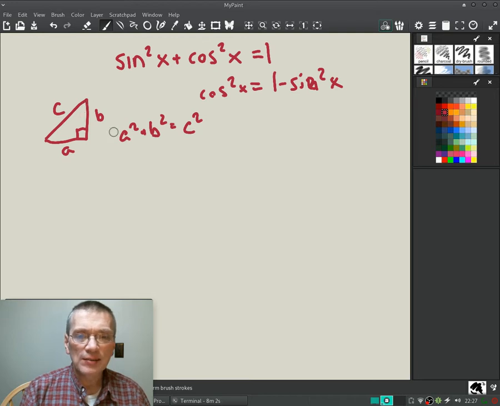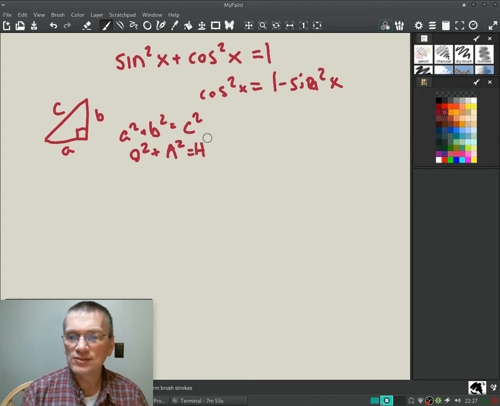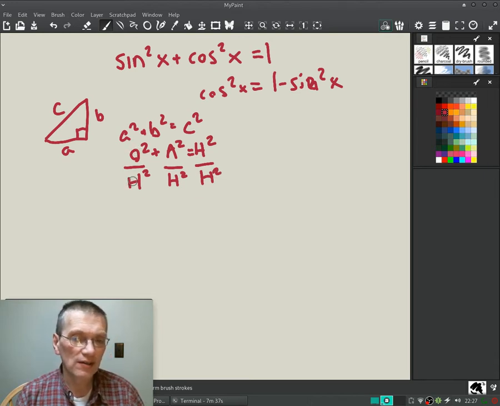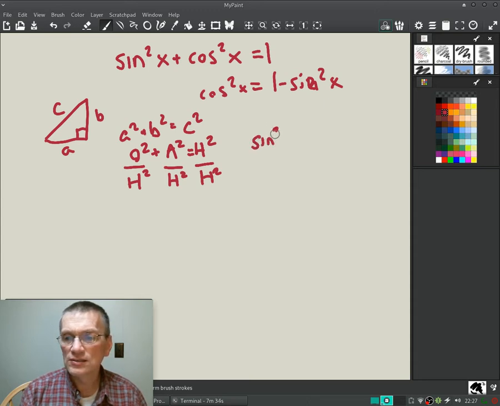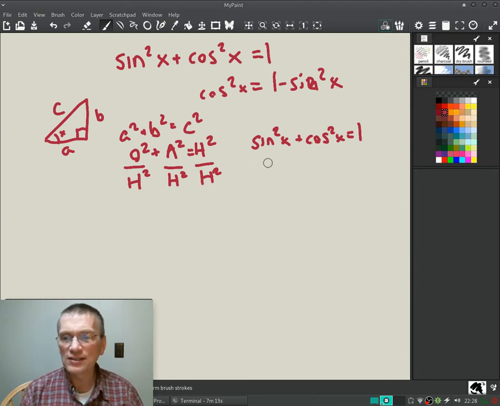Now, notice we call this the opposite side. Opposite side squared plus adjacent side squared equals hypotenuse squared. See where I'm going with this? Let's divide everything by h squared. Now we have opposite squared over hypotenuse squared, which is sine squared x, if this is the angle x. Adjacent over hypotenuse, cosine squared x equals 1. So really this is just the Pythagorean theorem in different clothes.